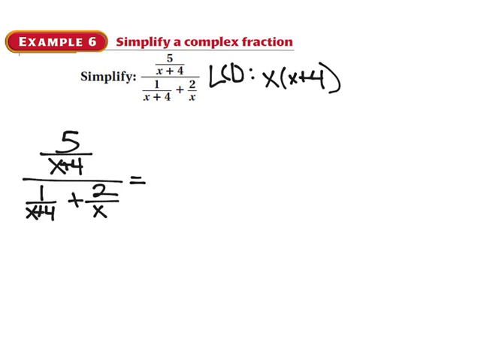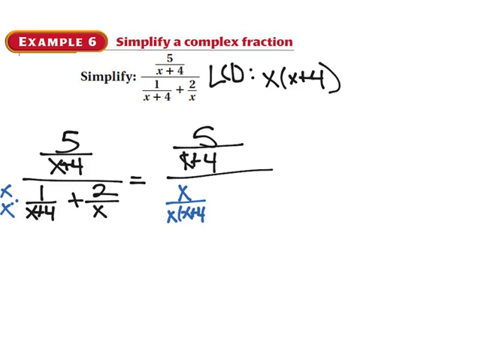So on that, we're going to end up with 5 over x plus 4. And then this one's going to need to be multiplied by x, and we end up with x over x times x plus 4. Plus, this one's going to need to be multiplied by x plus 4 on top and bottom, and we're left with 2 times x plus 4 over x times x plus 4.